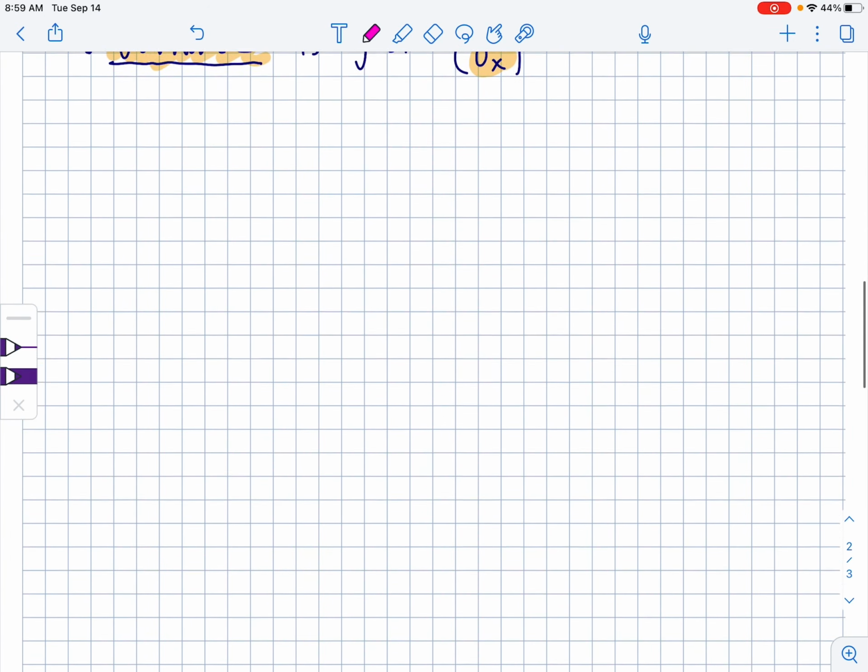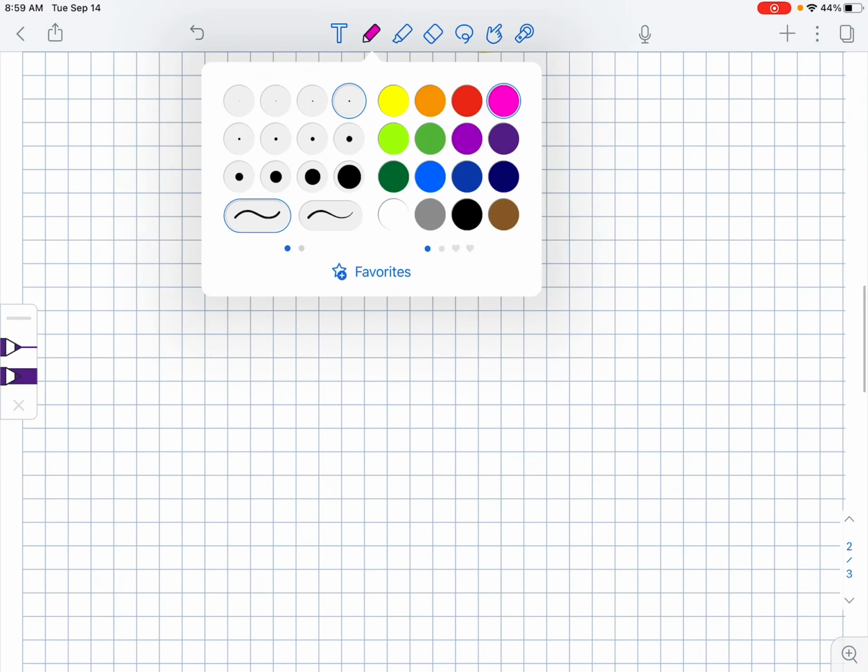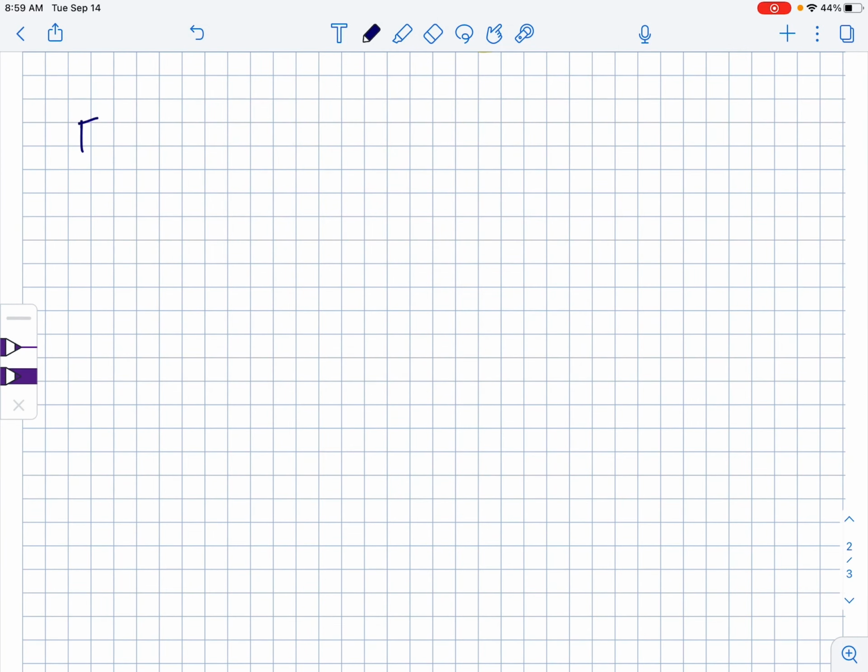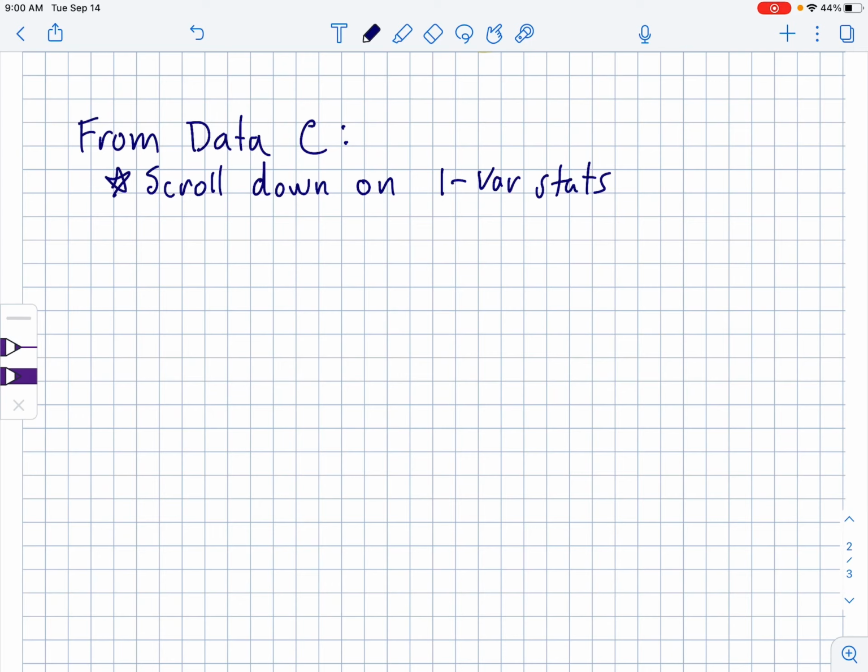Using that same example from data C, scroll down on 1var stats. So you already ran 1var stats, you got your mean, your standard deviation, but scroll down, there's additional information. Let me show you what that info is.